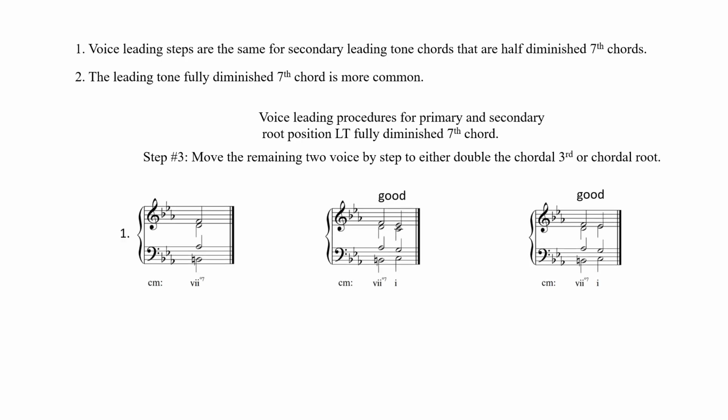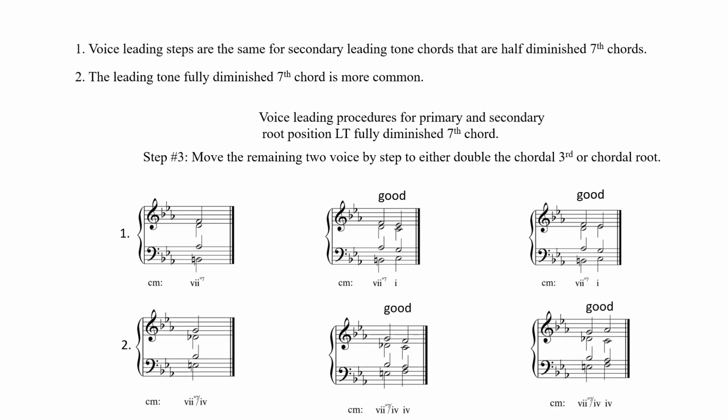Both solutions can be seen in example number 1 below, which shows a primary leading tone chord in the key of C minor. Notice the two viable solutions. One illustrates moving the final two voices by step to double the chordal root, while the other shows moving the final two voices by step to double the chordal third. This exception will also pertain to the voice leading of secondary leading tone chords that are fully diminished seventh chords in root position, as seen in example number 2, which is the same secondary leading tone chord of the subdominant, the 4 chord, that we encountered earlier, but revoiced to appear in root position.